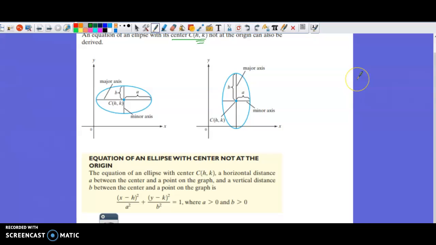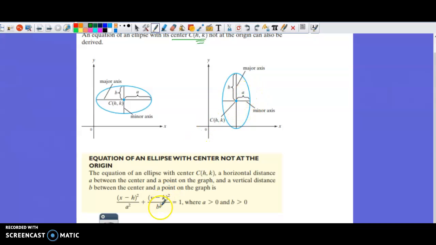So the way that this book explains it might be different than our book, but this makes perfect sense if you follow the way I do this. The a value, the way this book is set up, is always along the horizontal, because a is underneath x. So x is the horizontal axis, and the a value is along the horizontal. You can see that here as well.